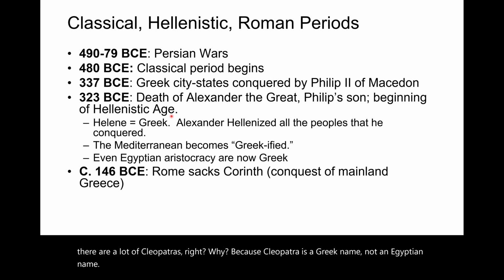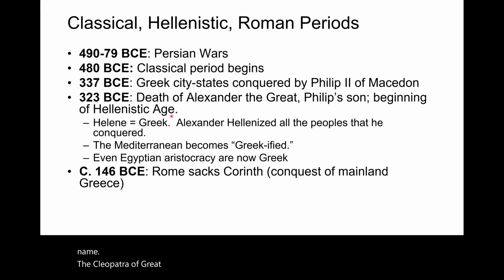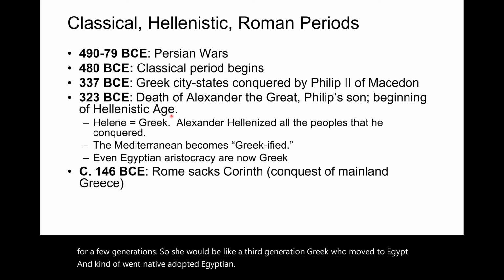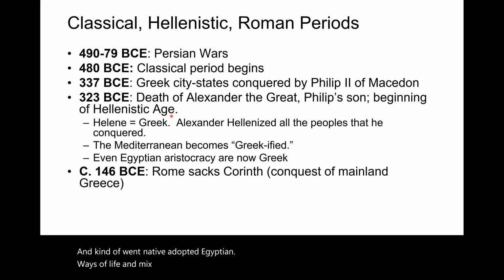The Cleopatra of great fame to history is a Greek, from a Greek family, I should say, who had moved to Egypt, lived there, and ruled there for a few generations. So she would be like a third-generation Greek who moved to Egypt and kind of went native, adopted Egyptian ways of life, and mixed them with the Greek.